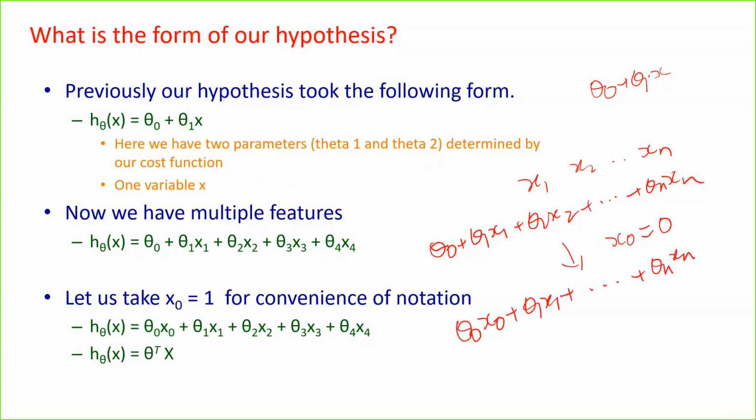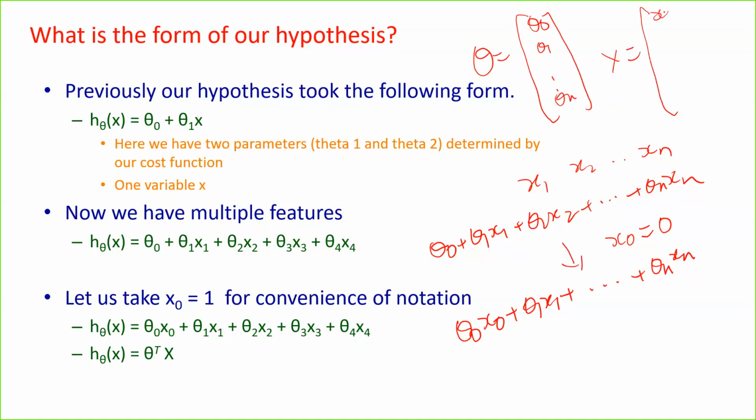I can even give the vectorized notation of this by taking theta as a vector of all the theta values, theta naught, theta 1, so on, theta n, and x as a vector of all the features, x naught, which is equivalent to 1, x1, x2, so on, xn, right? So what do you get when you multiply theta transpose with x?